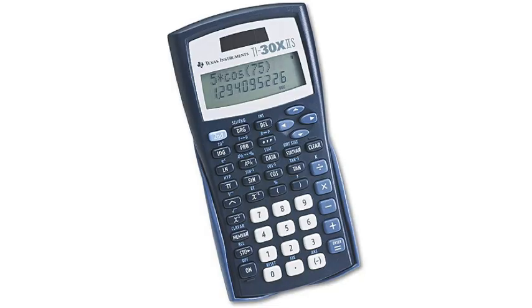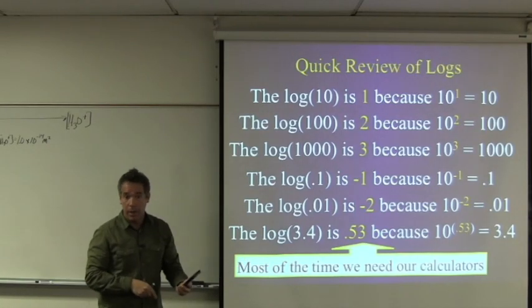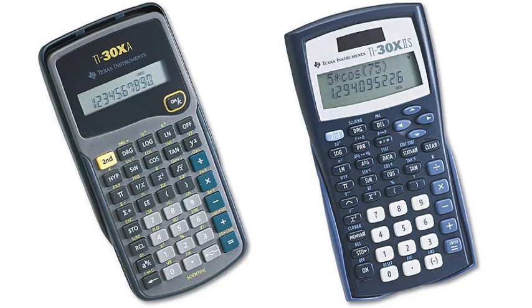If you have this calculator, what you're going to do is press log and then 3.4 and then equals, and you'll get that number. So make sure you can do that. Most of you have one of those two types of calculators.